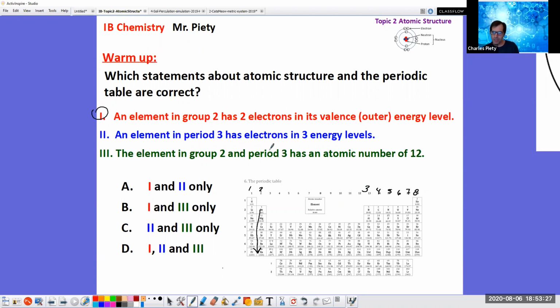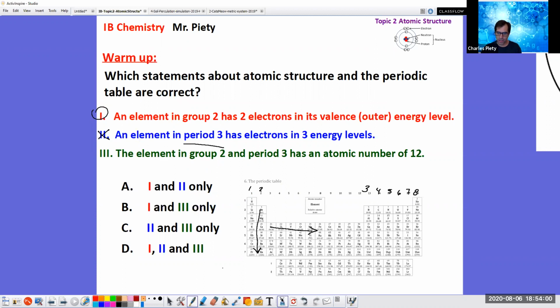An element in period 3 has 3 electrons in its energy level. Now wait a minute, a period, well, that is a horizontal row, and so that tells us what energy level we're at, but it doesn't tell us how many electrons are in that energy level. So that's no good, I do not agree with that statement. The element in group 2, period 3, has an atomic number of 12.